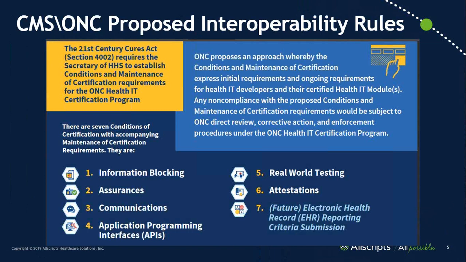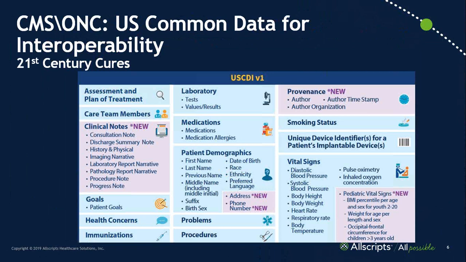You're leveraging APIs, you're leveraging the communications and insurances, all those building blocks to get to a point where you're able to have access to the information and leverage it in a way that in the future you'll have to report on. You need to have access to the data. So what data? The CMS and ONC has created a common data set for interoperability, USCDI V1.